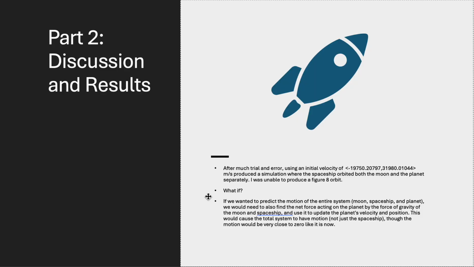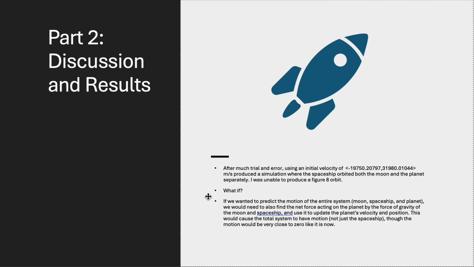But yeah. So part two, discussion of results. After much trial and error, using an initial velocity of negative 19,750.20797 meters per second in the x direction and 31,980.01044 meters per second in the y direction produced a simulation where the spaceship orbited both the moon and the planet separately, as you just saw. However, I was unable to produce a figure-8 orbit because that's just really hard to do.